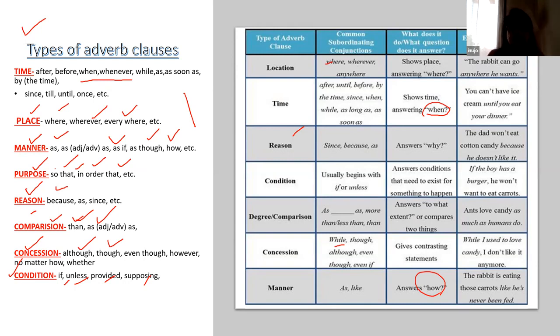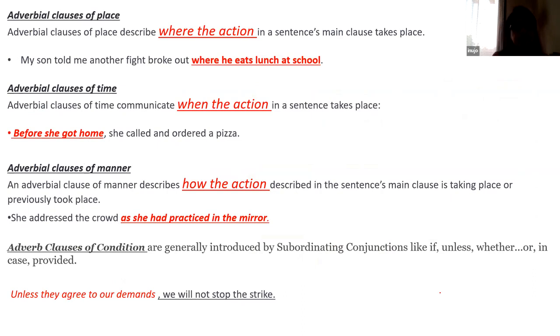All right, children? Acha. Now we will repeat the same thing with examples. So adverb clause of place means where the action takes place. So you ask the question where. For example, my son told me another fight broke out where he eats lunch at school. Kouthi jhagdata hela? Jouthi se khaye school re, where he eats lunch at school. So this is adverb clause of place.